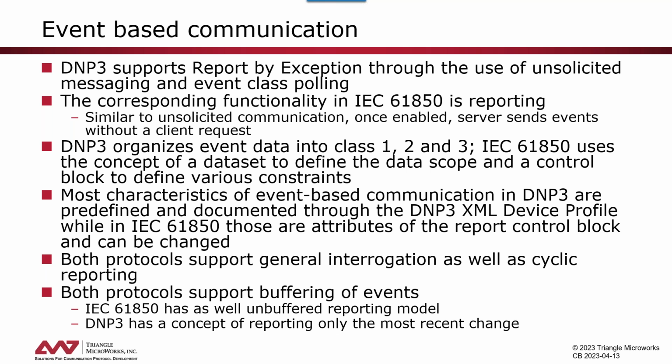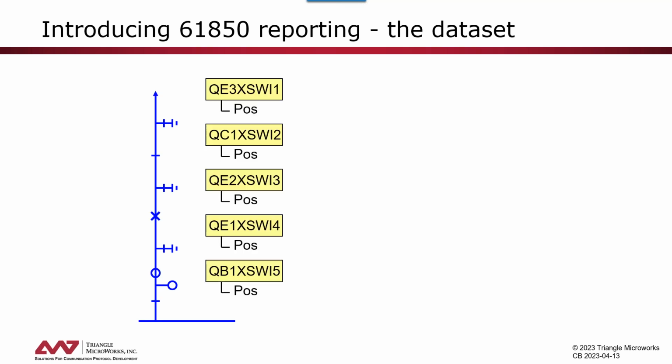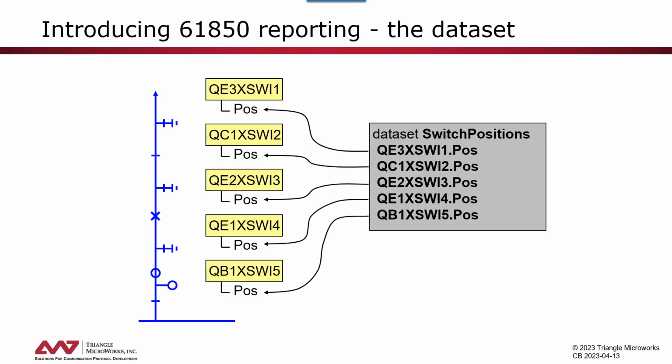Okay, now let's have a closer look on how that reporting works in IEC 61850. And in the first step, I would like to introduce the IEC 61850 dataset. A dataset basically can be seen as a reference to a couple of data points or data objects that we find in our system. So in this example, we created just one data set where we can find all the positions from the different switches we find in that feeder.